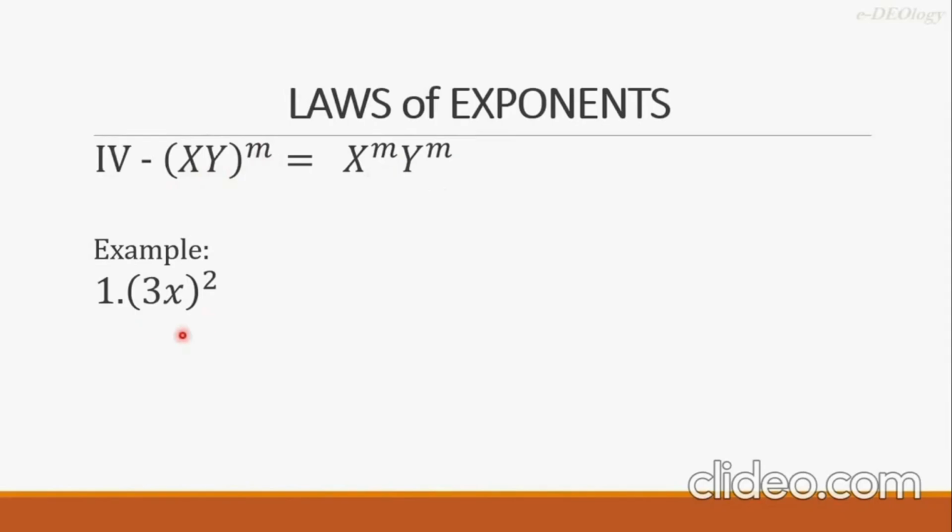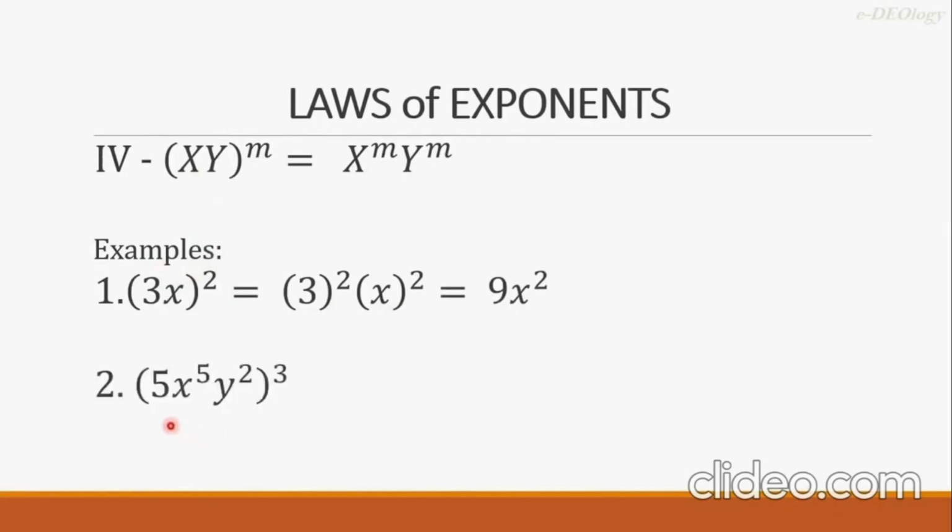So we have an example here. The 3x is raised to 2. So the power 2 is distributed to the 3 and also to the x, as we see here. 3 squared times x squared. So we can simplify the number. The 3 squared becomes 9. x squared we copy here. So the final answer, 9x squared.